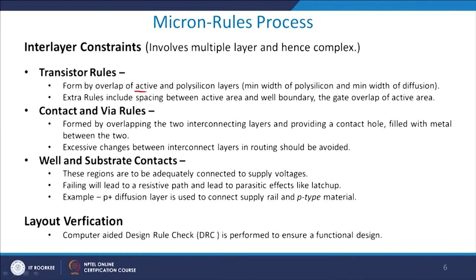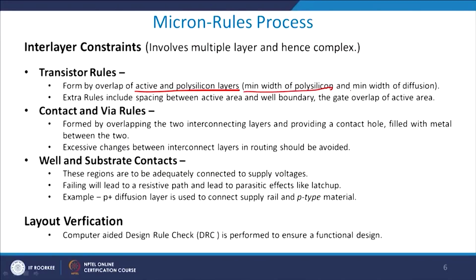Now to continue with the micron rule process, interlayer constraints are obviously more complicated, because between the 2 layers you need to talk. Now what are the transistor rules? The first rule is that when an active layer and a polysilicon layer cross each other, we get a transistor. That is a very simple basic rule number 1, and therefore the minimum width of polysilicon and the minimum width of diffusion is primarily.